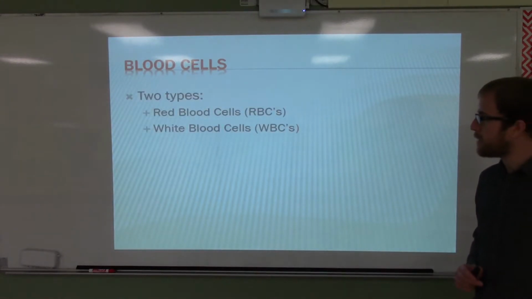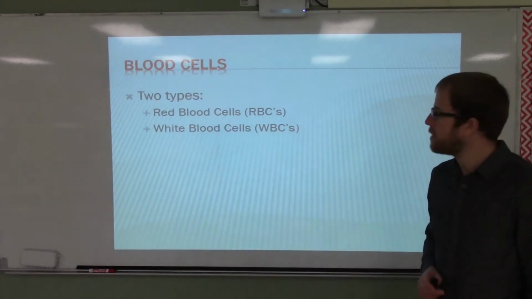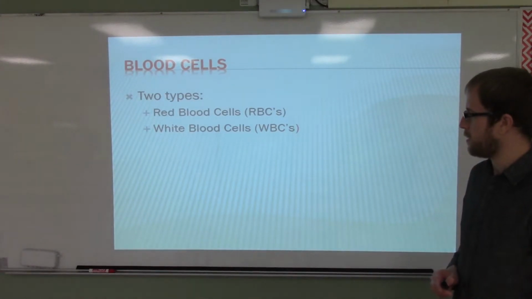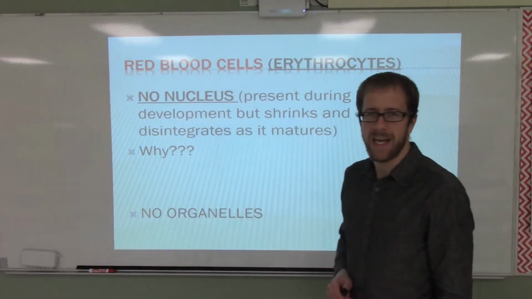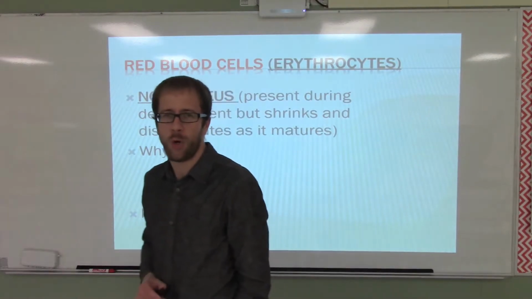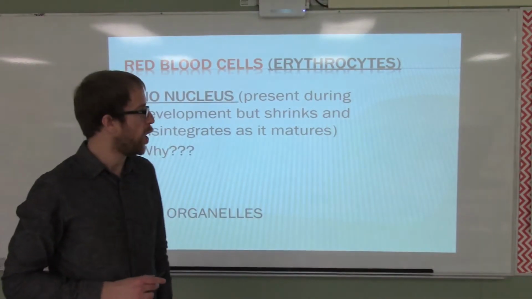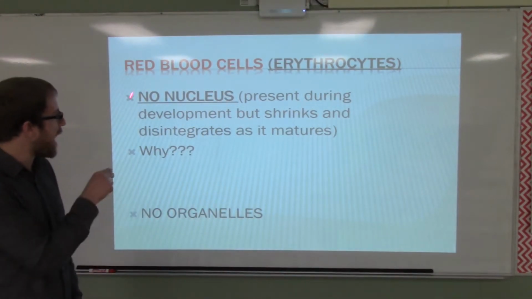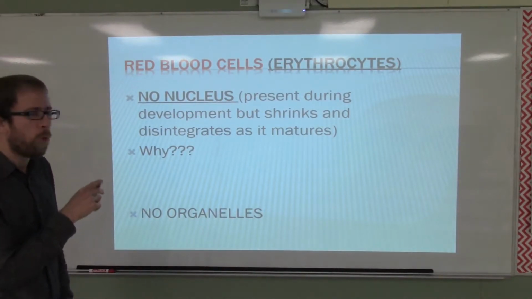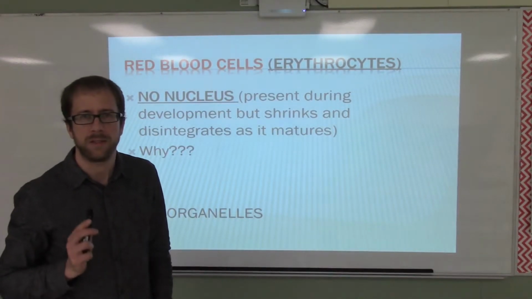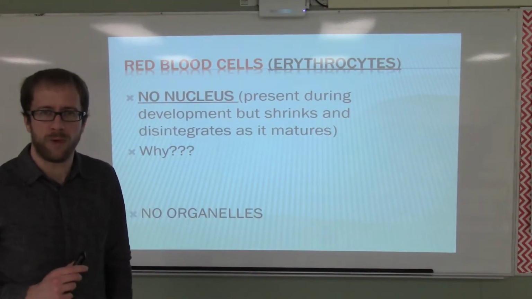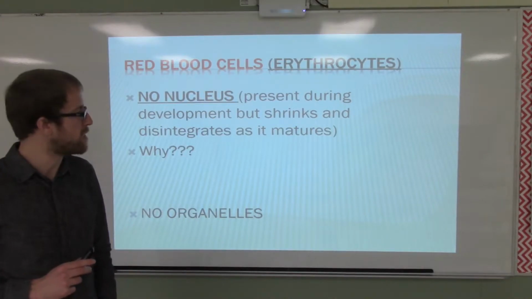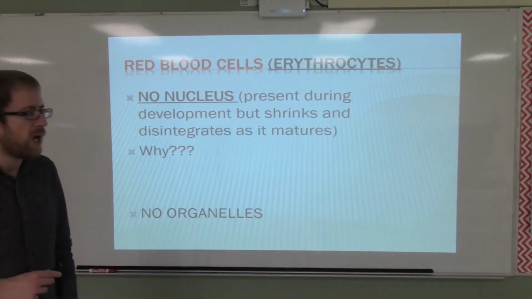Now, your blood cells, you got two types. You got red blood cells and you've got white blood cells. Now, red blood cells, aka erythrocytes, that is the sciencey word for red blood cells, they lack a nucleus. Why would they lack a nucleus? What is special about the shape of a red blood cell? Think about that for a second. What is special about the shape?